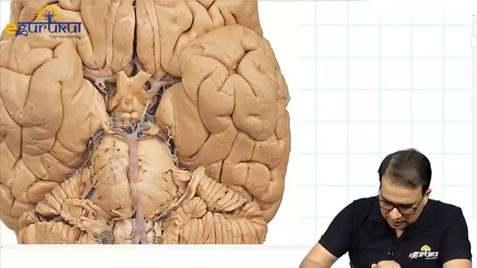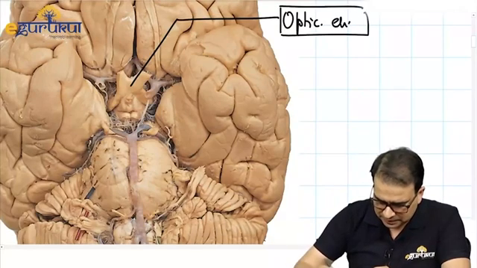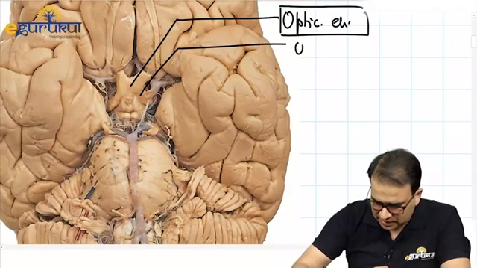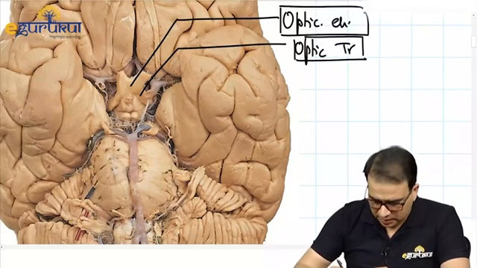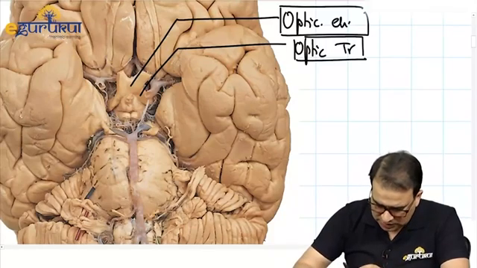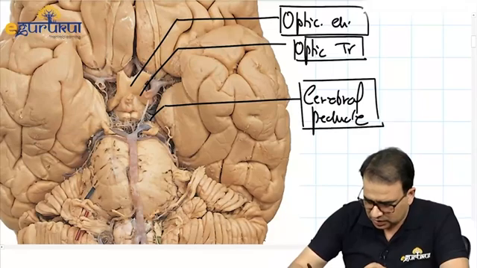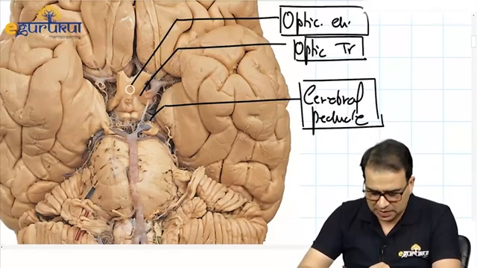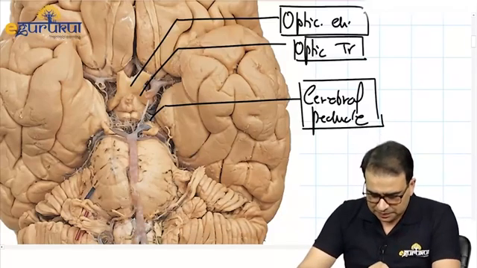If I may start with the boundaries of the interpeduncular fossa, as you can see, the first thing is the optic chiasm. Then we have this optic tract. And the third thing is the cerebral peduncle, which is not to be seen, so I'm just marking it here somewhere. This is the region of the cerebral peduncle. So these are three major boundaries of the interpeduncular fossa: the chiasma anteriorly, anterolaterally the optic tract, and posterolaterally this cerebral peduncle.